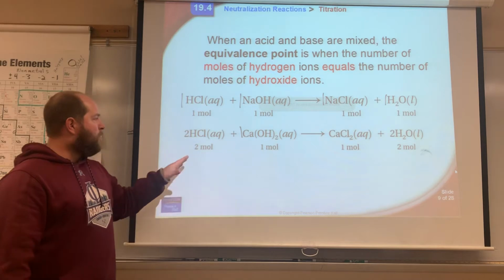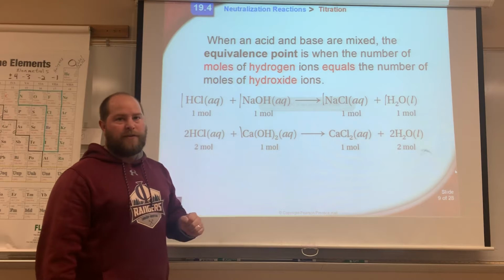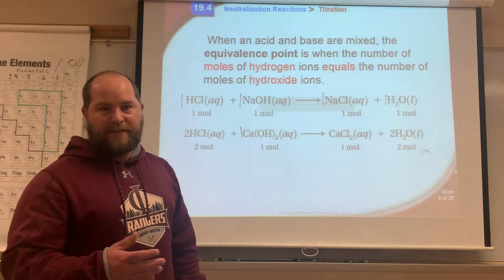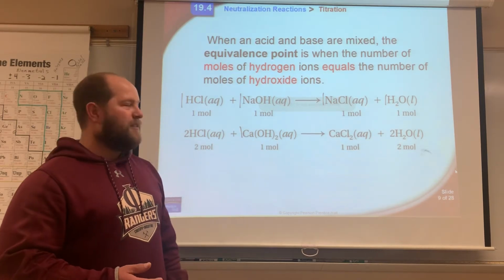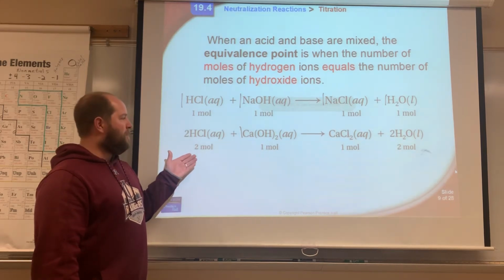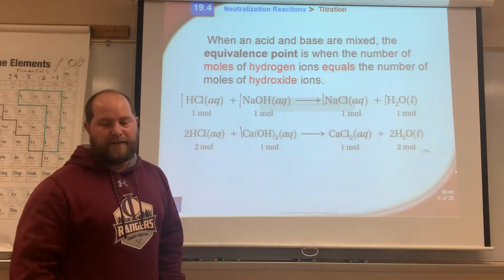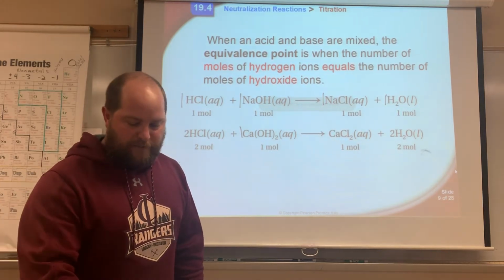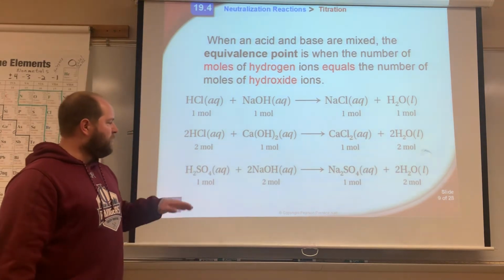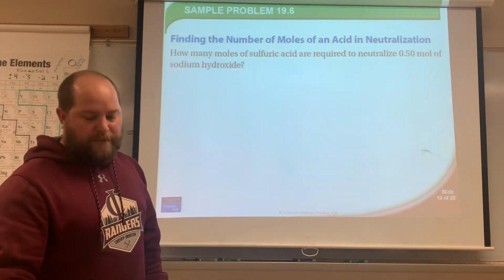So if I have 4 moles of HCl, it's going to require 2 moles of calcium hydroxide to neutralize it. Okay? Of the same strength. That's the other thing to consider too. If I have 2 moles of 1 molar HCl, it takes 1 mole of 1 molar calcium hydroxide to neutralize it. And then here's another example showing you that as well. So here's another one where it's a 1 to 2 based on the formula.